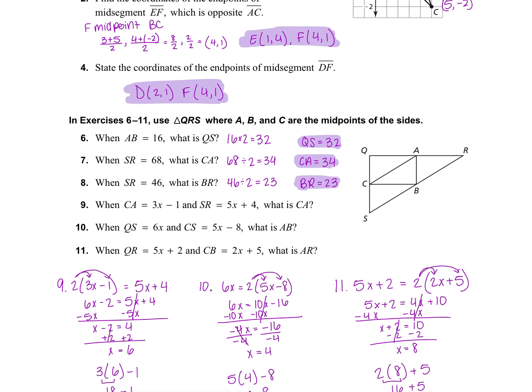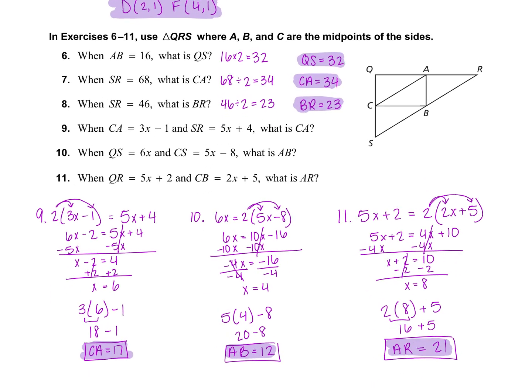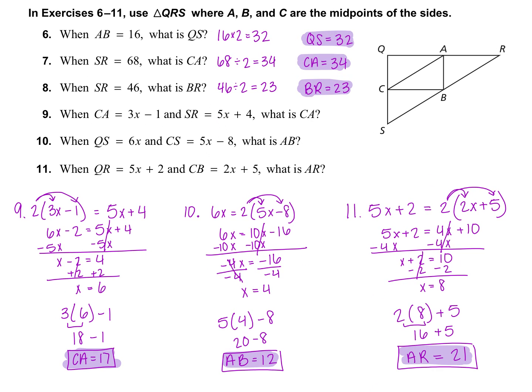All right, and then looking at my last three for this section, 9, it says CA is 3x minus 1. Find SR. All you had to do was double CA, which I did right here. And again, they're not asking for x, they're asking for CA. So once you solved it and got x, which equaled 6, all you had to do was plug it into CA, which was 17.